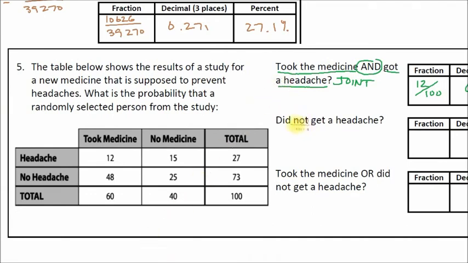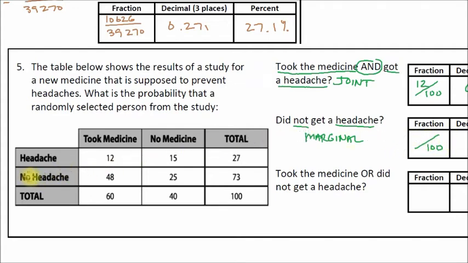Did not get a headache. Well, now we only are mentioning one category. That means this must be a marginal probability, which means it's going to look at the total of a column or row divided by the grand total. So I know it's going to be 100 in the bottom, or the denominator.